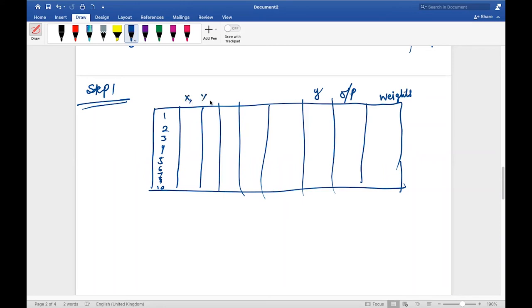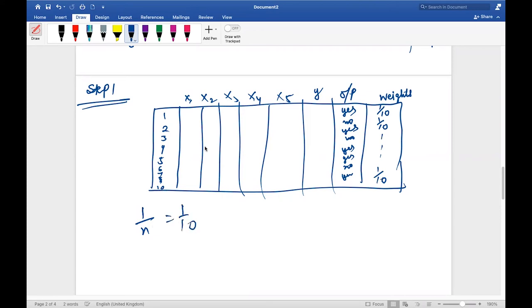So this is my x1, x2, x3, x4, x5, right? Now based on the output, let's say yes, no, yes, no, yes, yes, no. That means instead of 0, 1, I have just taken yes, no. The initial weight I'm writing the same, right? I have assigned initial weight as the same, which is 1 by total number of rows. Correct? So I have taken 10 rows, so 1 by n is nothing but 1 by 10.